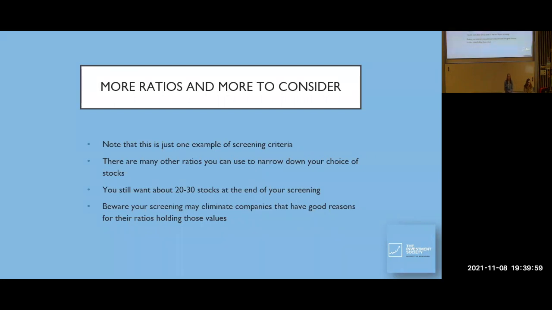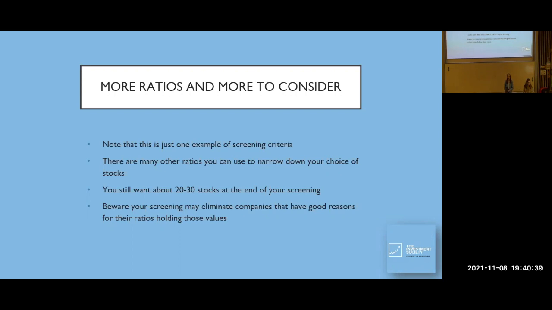So what we have done is we've allocated a few different criteria, and we've used these to screen for our stocks. There are a lot more ratios and a lot more to consider with regards to this. There are so many different ways to screen for stocks. This is just one example of how we've done it in this case. But at the end of your screening, you still want about 20 to 30 stocks so that you can have a look through and see, okay, which one is a good company, rather than just being left with 1 or 2, and then you might have eliminated some that you might have considered otherwise.